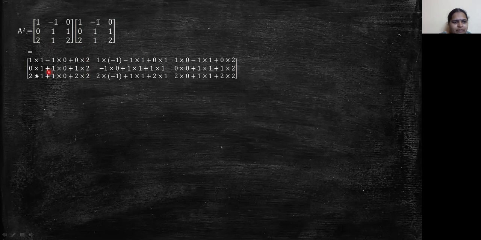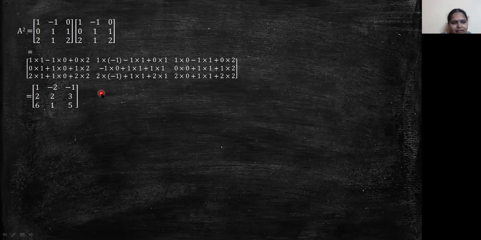Let us observe it in this row. Next, 2 into minus 1, this row I am talking about. Next, 1 into 1 and then 2 into 1. Next, 2 into 0, I am talking about this element now. This element, 2 into 0, 1 into 1, 2 into 2. So if we simplify all those things, we get this matrix.